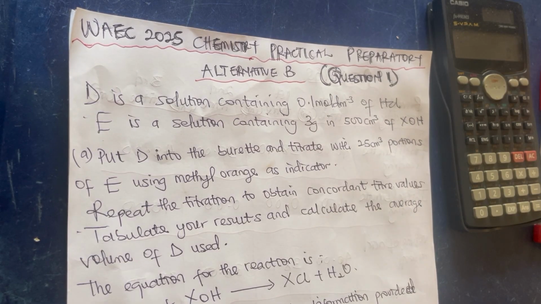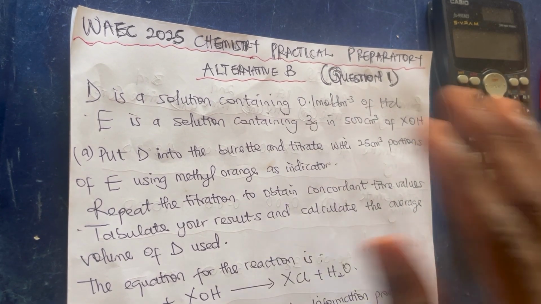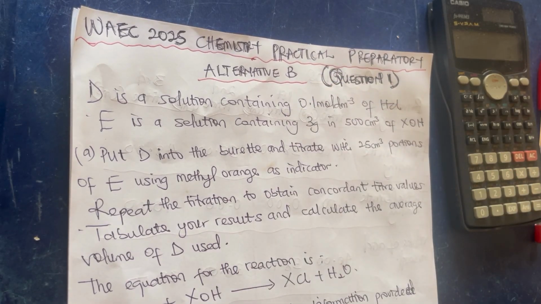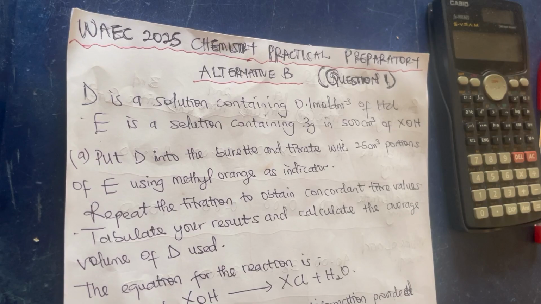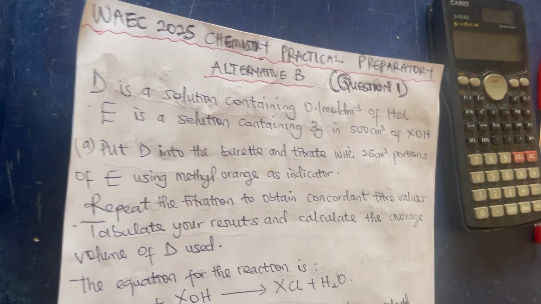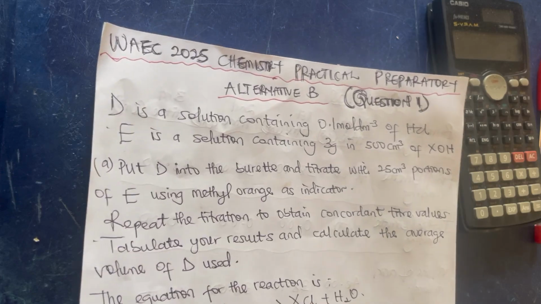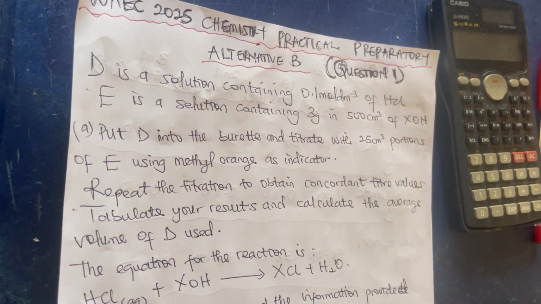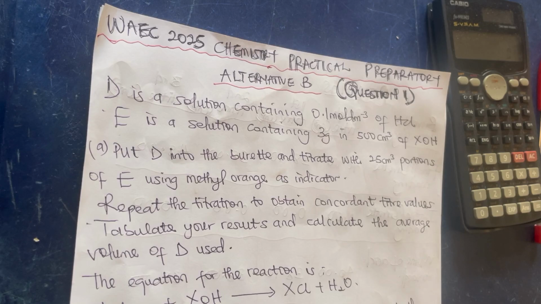In this video, we'll be looking into WAEC 2025 Chemistry Practical for Alternative B. So this is the titration aspect, and this is my powerful predicted question that might come out for you. You understand? So now let's go into this and let's explain this thing better.